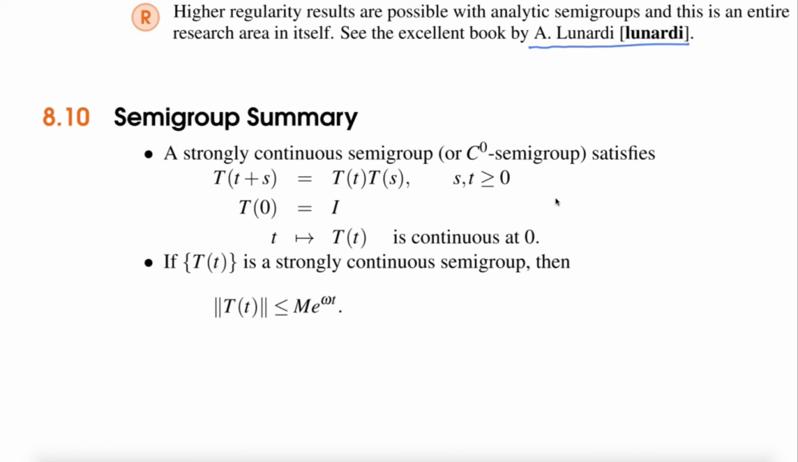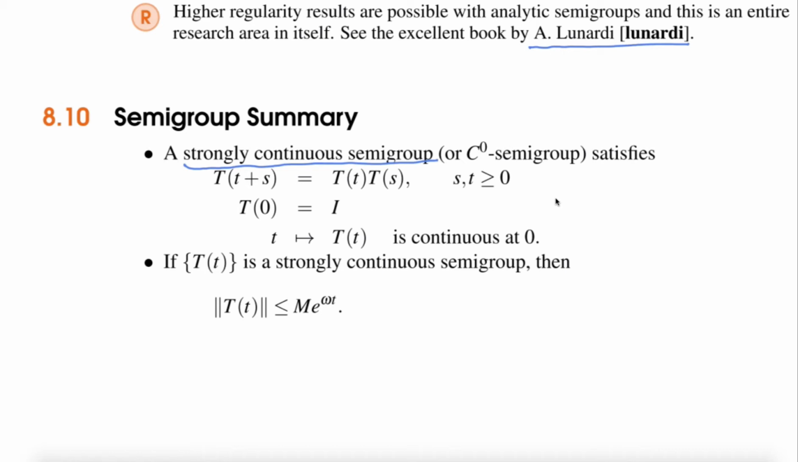So here we go for a nice and sweet and concise summary of the semigroup stuff. First of all, we talked about strongly continuous semigroups. And important here is, of course, the semigroup property that T of t plus s is T of t times T of s. This is a property you not only find here in functional analysis.